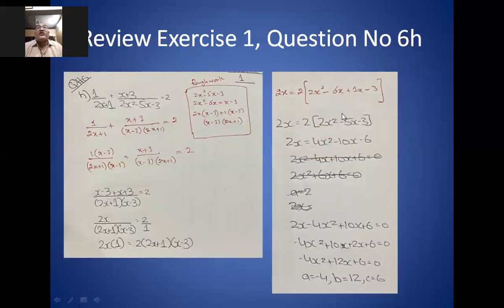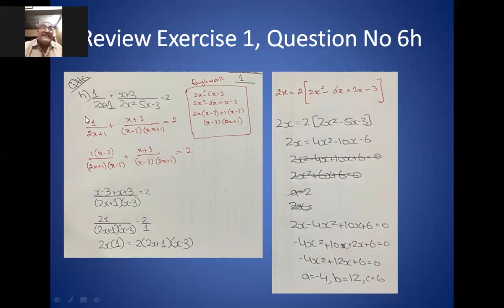The next question coming up on your screen is question number 6, and it's H part, and it says 1 by, and in the denominator is 2x plus 1, plus x plus 3 divided by 2x square minus 5x minus 3 equals 2. So here you have two fractions with different denominators, so you cannot go for the cross multiplication right now.